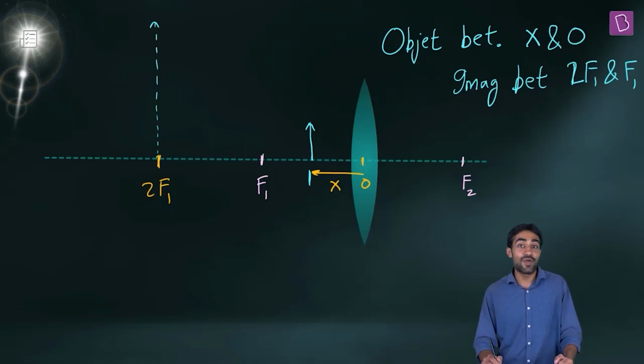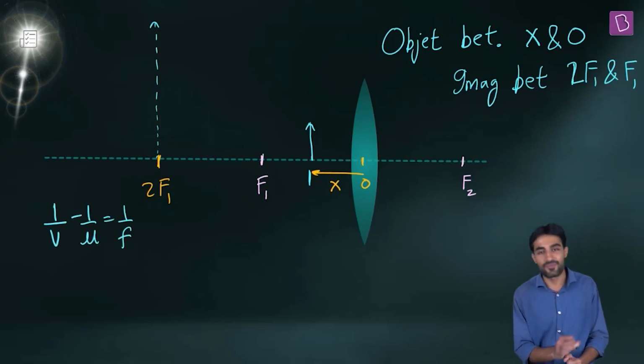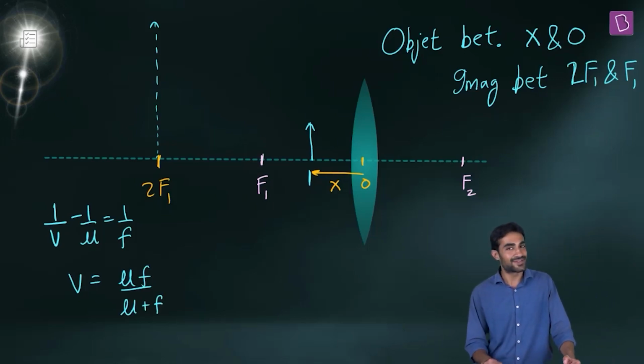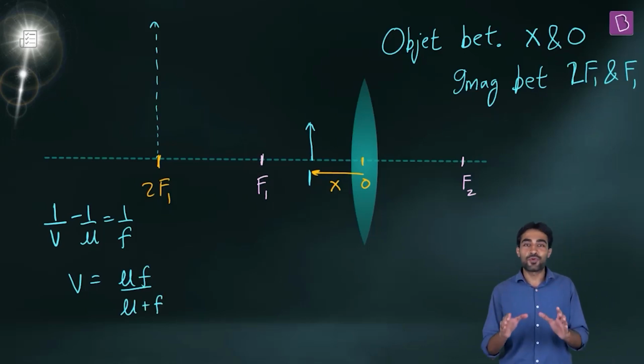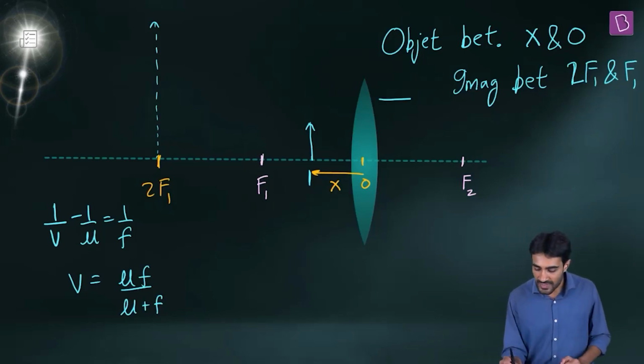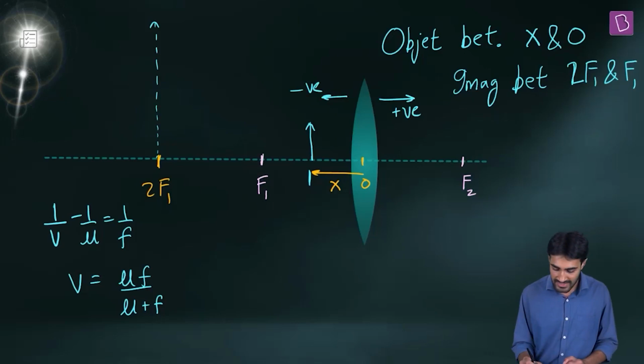How to find x? Well, we remember the lens formula. That formula was 1 upon v minus 1 upon u is equal to 1 upon f. This means v is nothing but u times f divided by u plus f. This is the shortcut. Now we have to be very careful. We have to place everything with their signs. The direction of incident light ray is taken as positive and the opposite direction is negative. So let's place all the values and see what we get.